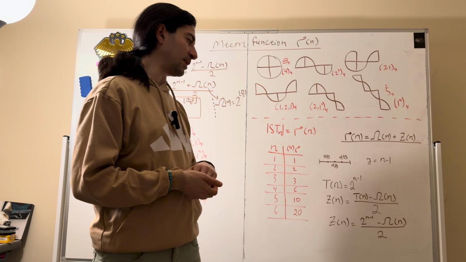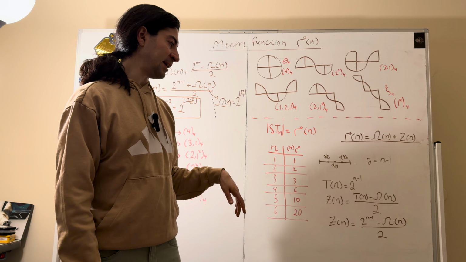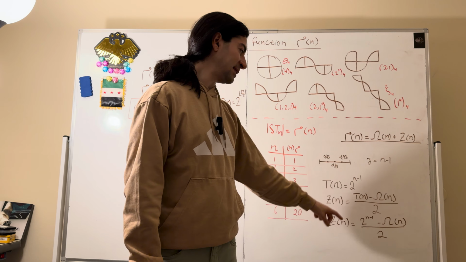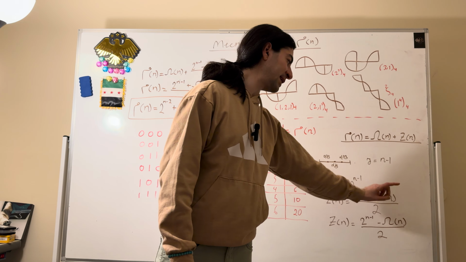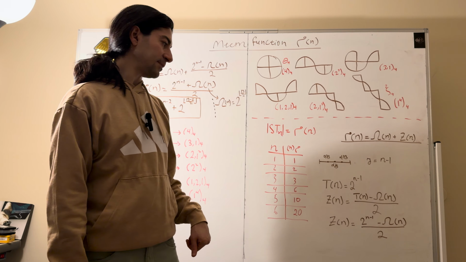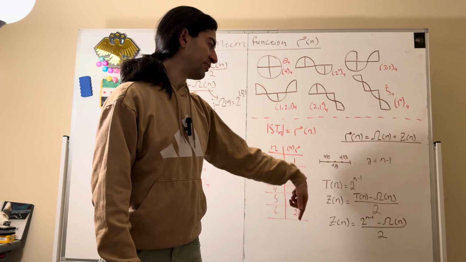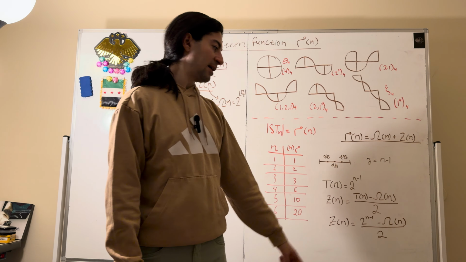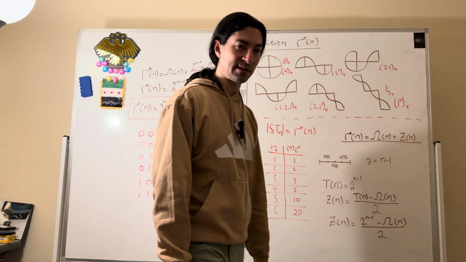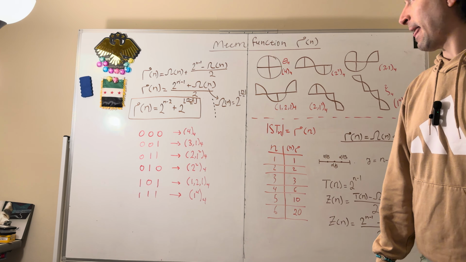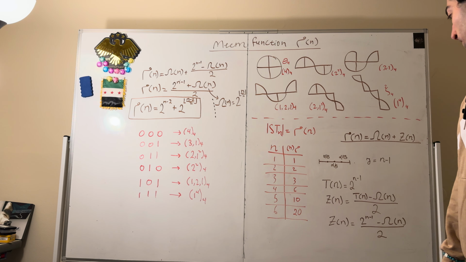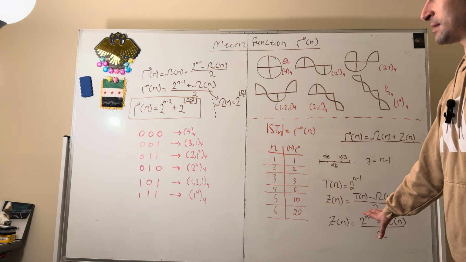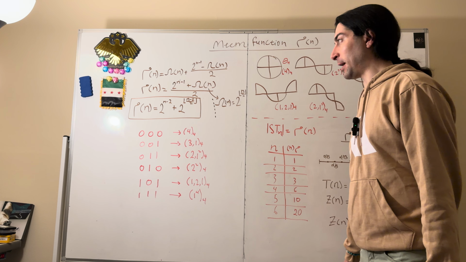Therefore, we're going to divide by 2, and we're going to say z of n is equal to t of n minus omega n over 2. We already know t of n, so we're going to say z of n is 2 to the n minus 1 minus omega of n divided by 2. And this is as simple as we're going to get here for now.